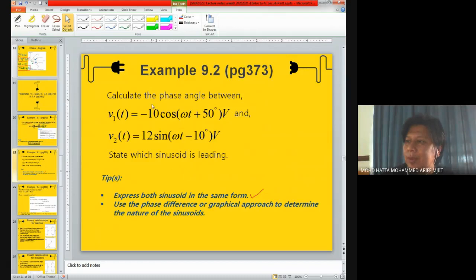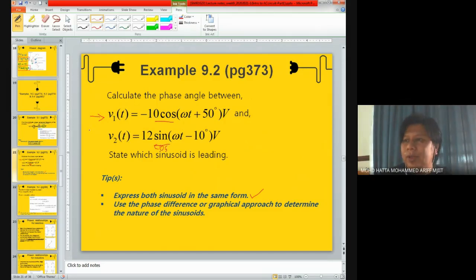However, if you are given this kind of information, the equation of V1 with cos, and the equation of V2 with sine, you need to make these two equations in the same form. For example, if you consider this your reference, it means that you need to convert this one into a cos.